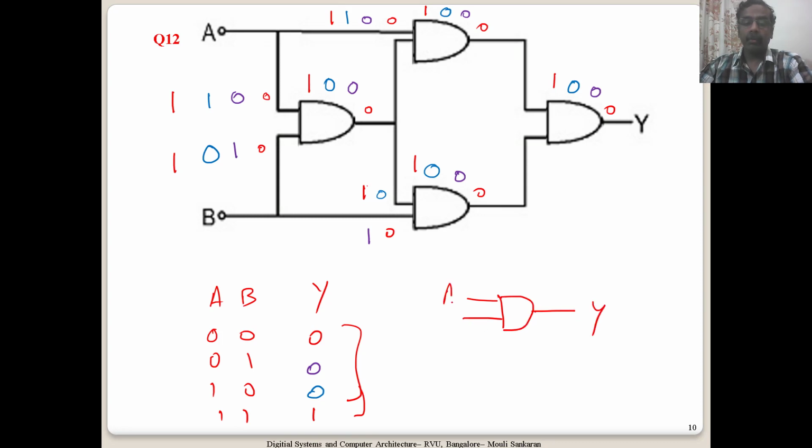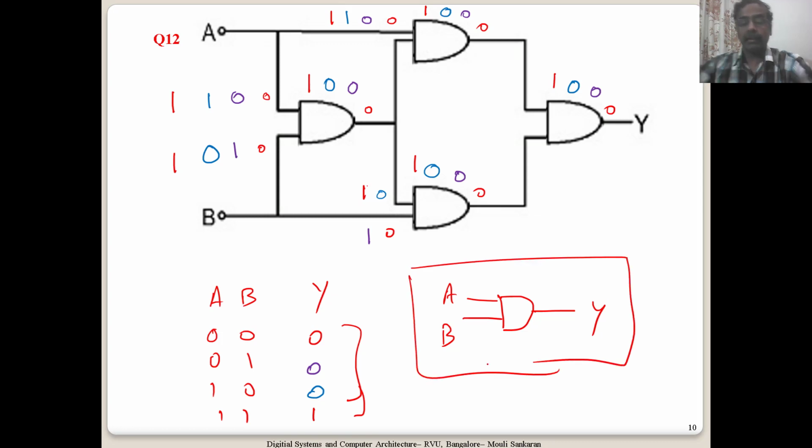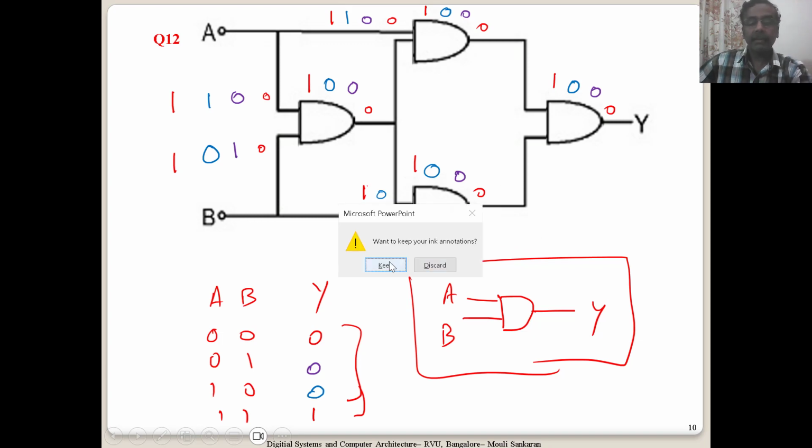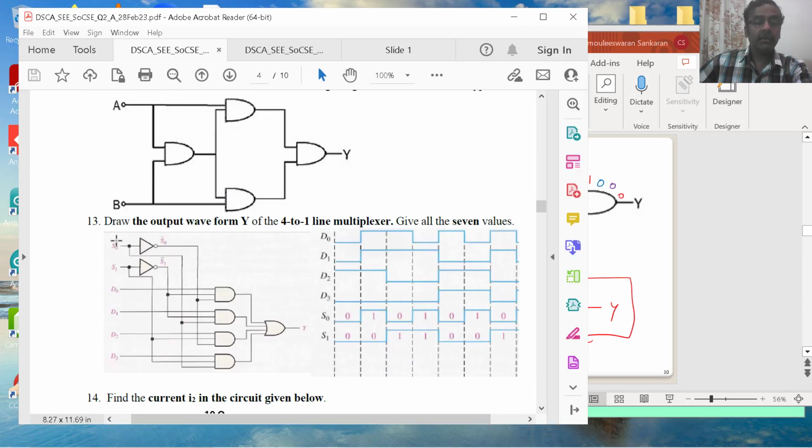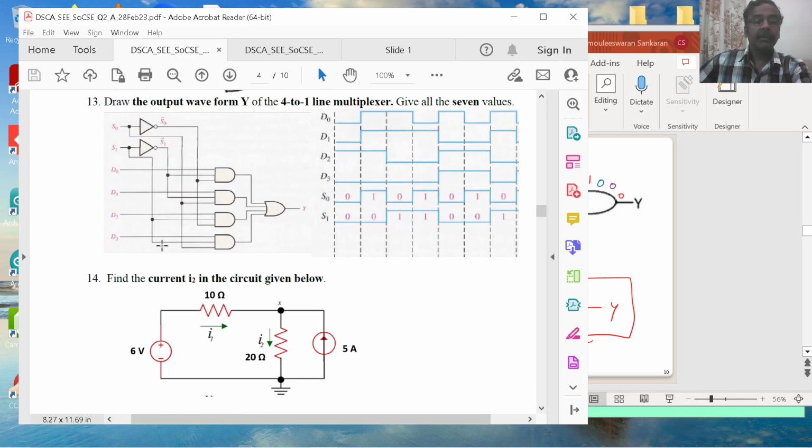Okay. Now you could also do it with the Boolean expression. You can construct and then simplify it, but given the time limit, I leave it to you which one you want to do. But this is a sure method of finding out correctly the value. But you have to make sure that you don't make any mistakes in the middle. So this is going to be a simple AND gate. Fine. Now let us look at the other question.